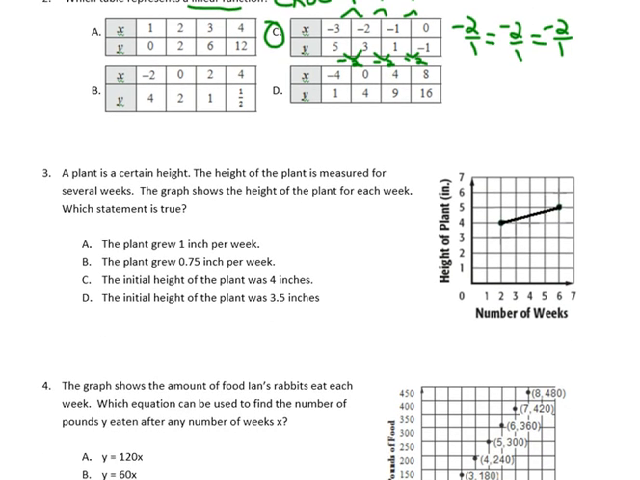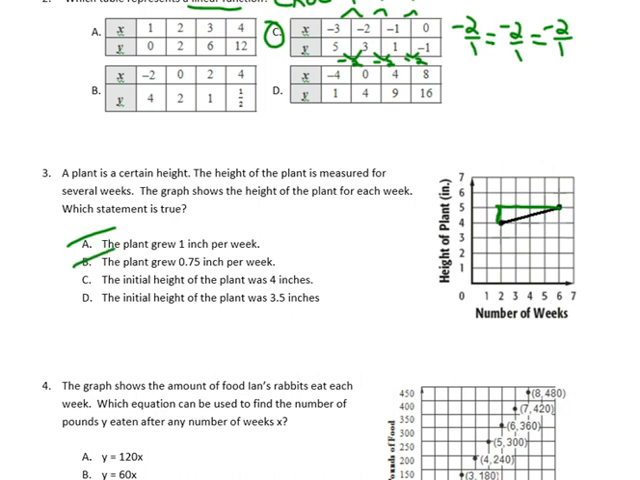A plant is a certain height. The height of the plant is measured for several weeks. The graph shows the height of the plant for each week. Which statement is true? The plant grew 1 inch each week. Well, if you look here, to go up 1 inch, it actually took 1, 2, 3, 4 weeks. So that wasn't it. The plant grew 0.75 inches per week. Again, if you do 1 divided by 4, you're not going to get that. You're going to get 0.25.